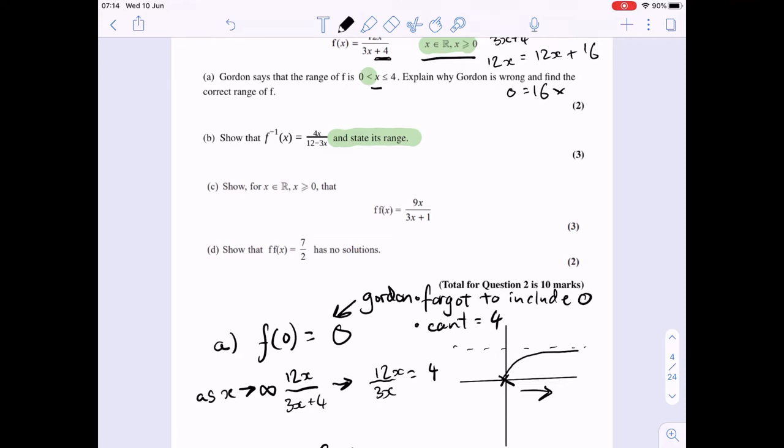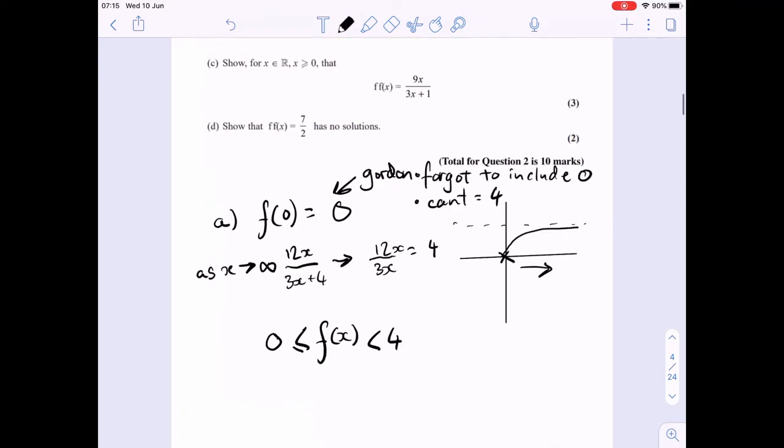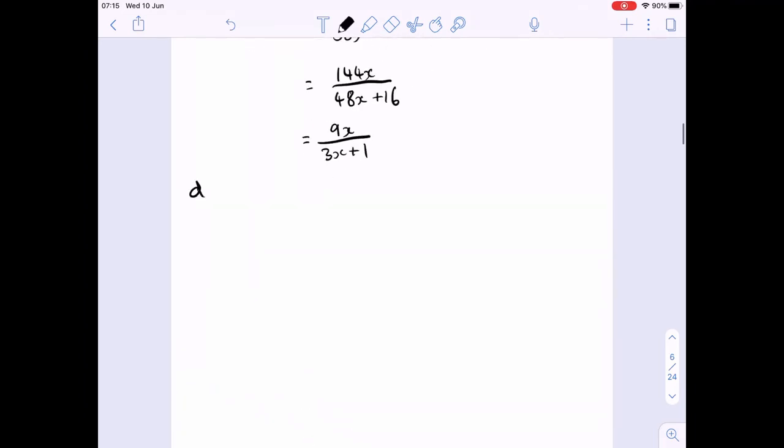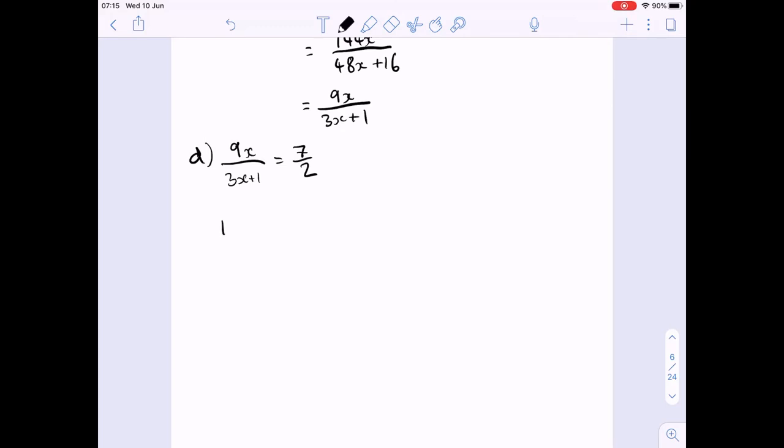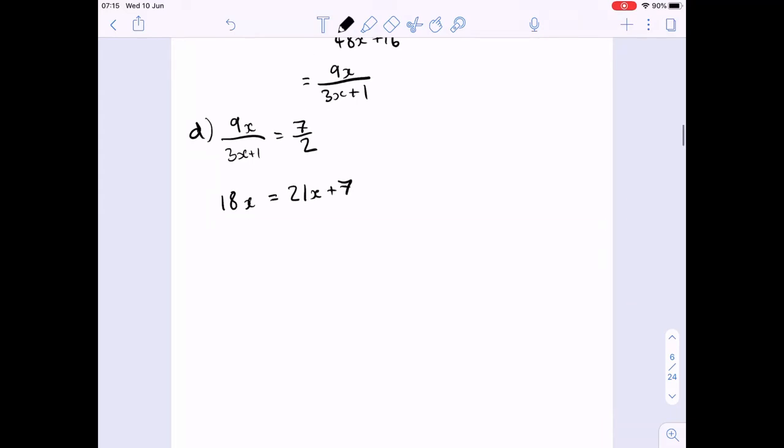And show that f of x equals 7 over 2 has no solutions. So, even if you hadn't done the previous question, you could use its answer. You could use this to set this up and say that 9x over 3x plus 1 is 7 over 2. And if we solve this, multiplying through by 2 and multiplying through by 3x plus 1 is going to yield 21x plus 7. So we have 3x equals minus 7, and x is minus 7 over 3.